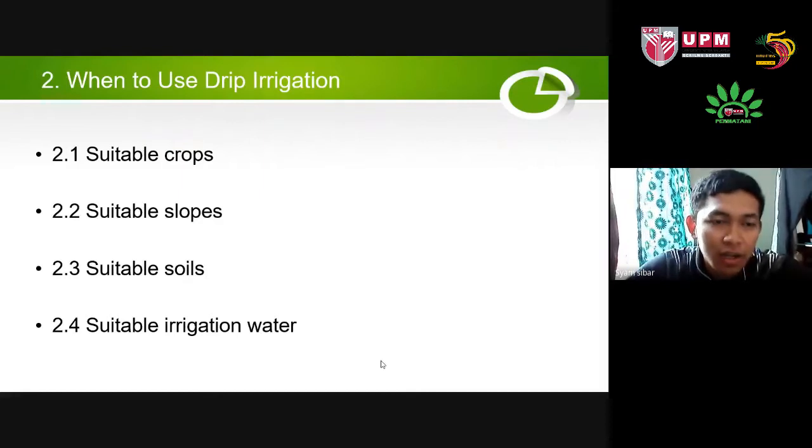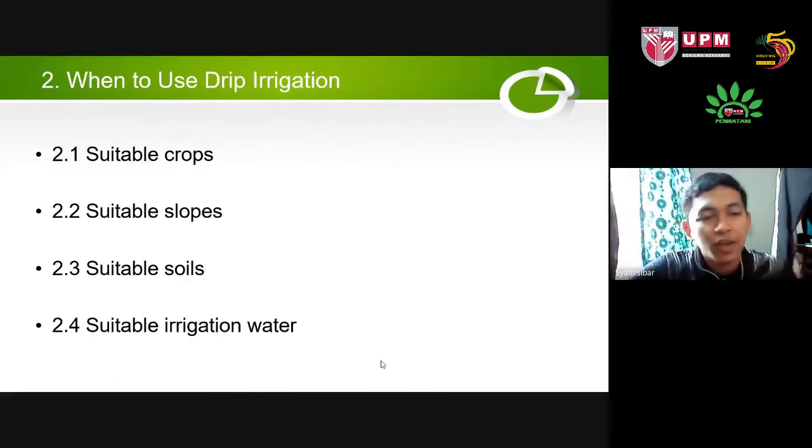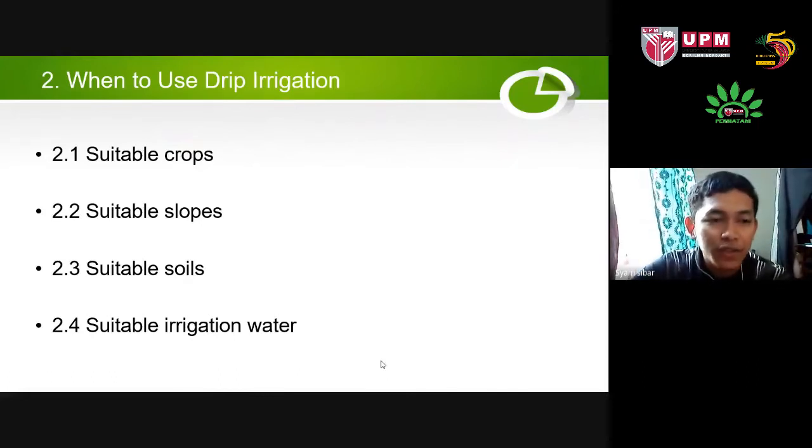Next is suitable soils. For your information, drip irrigation is suitable for most soils. On clay soils, water must be applied slowly to avoid surface water ponding or runoff. And for sandy soils, a higher discharge of water is needed because, as you know, sandy soil has a low water holding capacity. And lastly is suitable irrigation water.